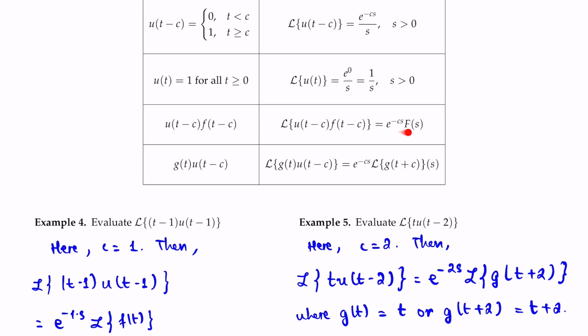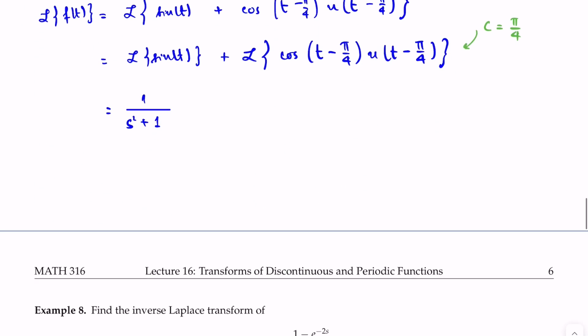So the Laplace transform is equal to e to the power negative cs times the Laplace transform of the function. So you get this plus e to the negative pi over 4 s. Right, so c is equal to pi over 4, times the Laplace transform of the function. Here, this is the function f. Right? So f in this case is going to be just cosine of t, because pi over 4 is the shift. Right? So just cosine of t.